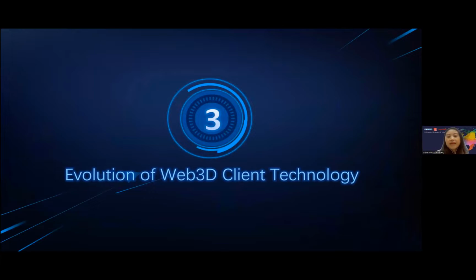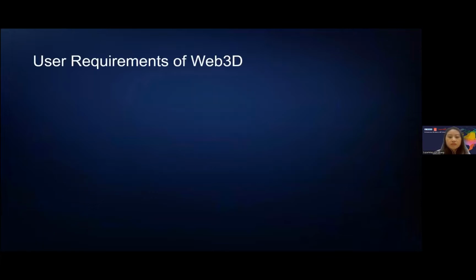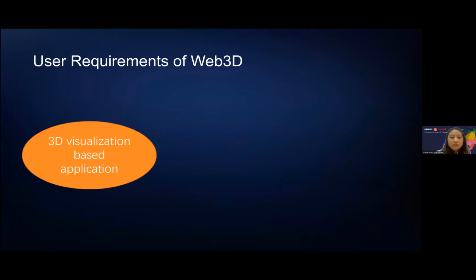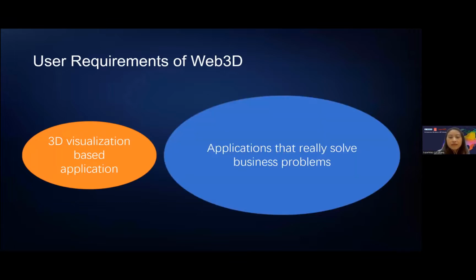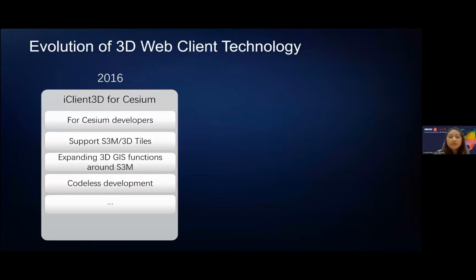Third, we are going to have a look at the evolution of 3D web client technology. With the development of cloud computing, a large number of GIS business systems are deployed on the cloud. On the one hand, users have a demand for 3D visualization, and on the other hand, users prefer to combine visualization with GIS capabilities to build applications that can solve practical business problems. Based on these needs, we released the first 3D web client based on WebGL in 2016.